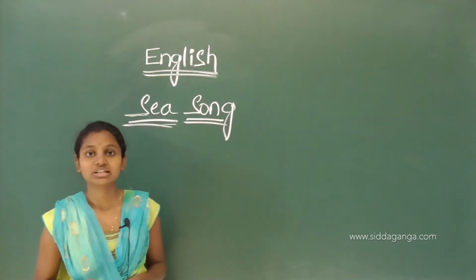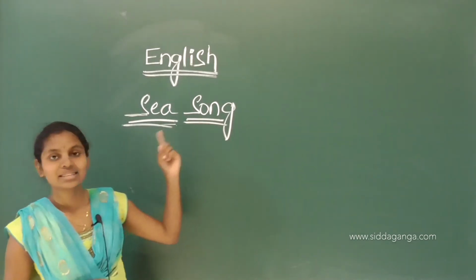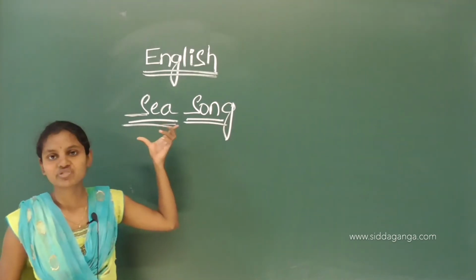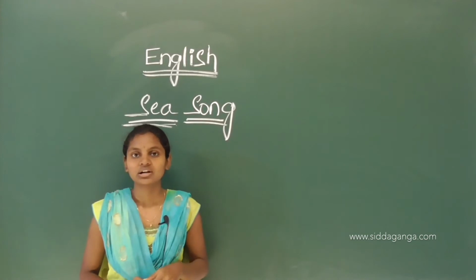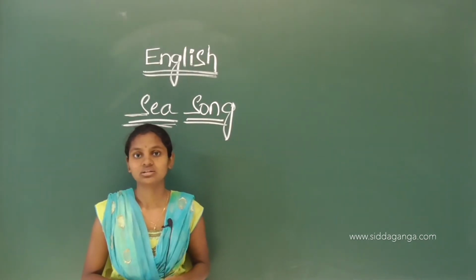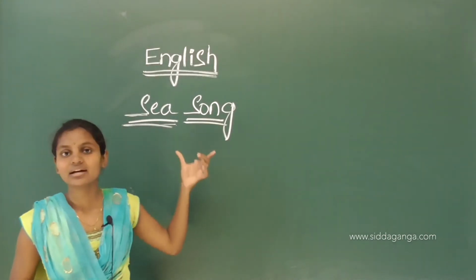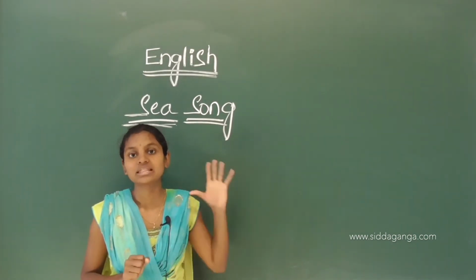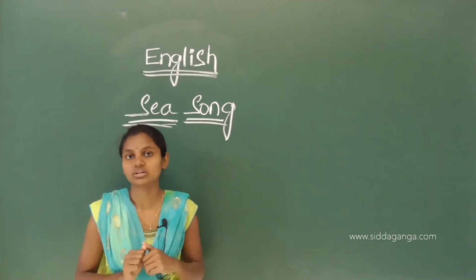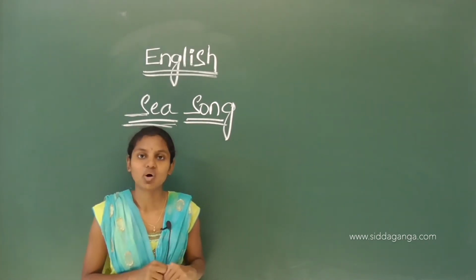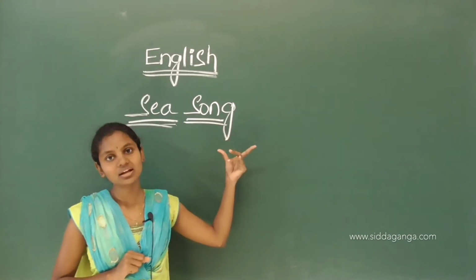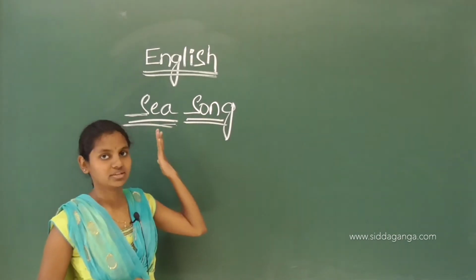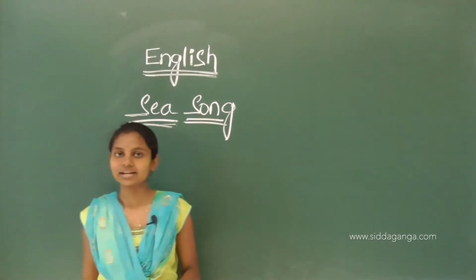In today's class, we are going to learn the new poem of your class 3 English, that is Sea Song. What is the name of your poem? That is Sea Song. What is the meaning of sea? It is also called ocean. Sea is a large mass of salt water or large expanse of salt water. And song is a song. So, this poem is about the song of the sea. Understood? Okay, let's start this poem.